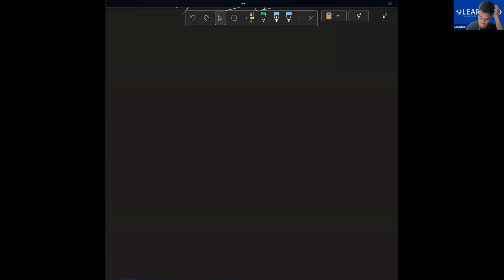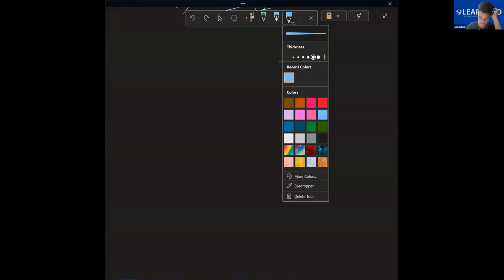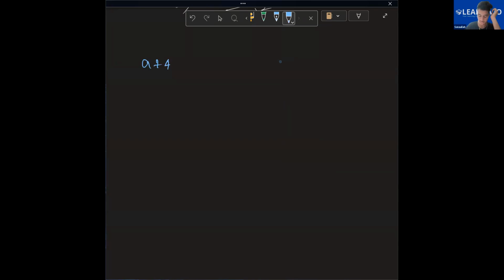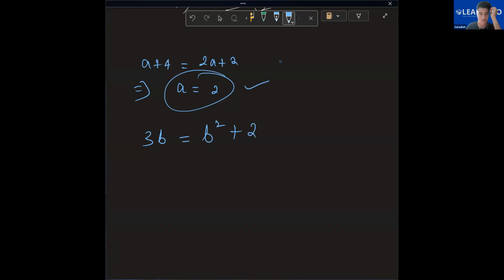Okay, see. In the second question, you had to find the value of A and B. So you did this part right, like A plus 4 is equal to 2A plus 2, from which A equals 2. That is right. And you also got 3B equals B square plus 2. But you did not solve this, right? So I think you have some doubt in solving these quadratic equations, in getting the roots.